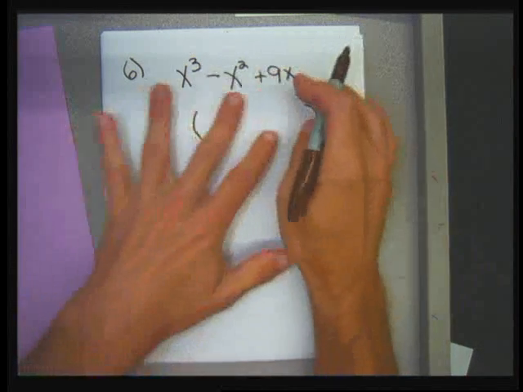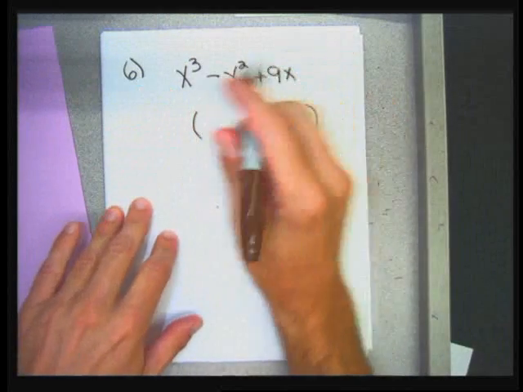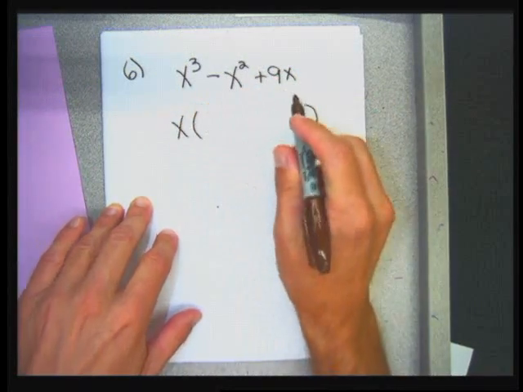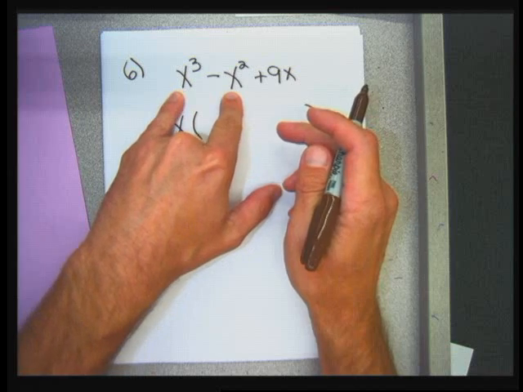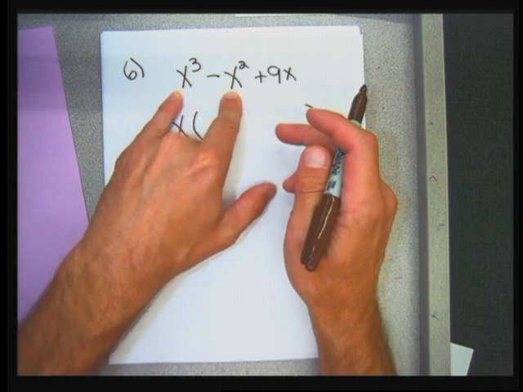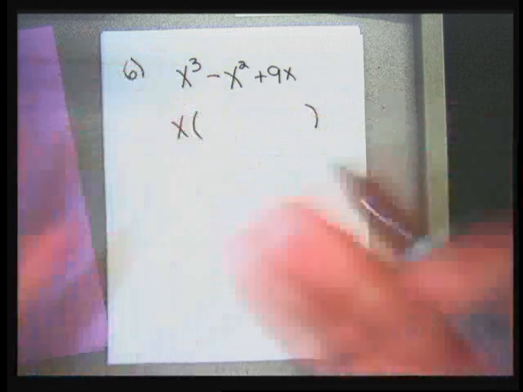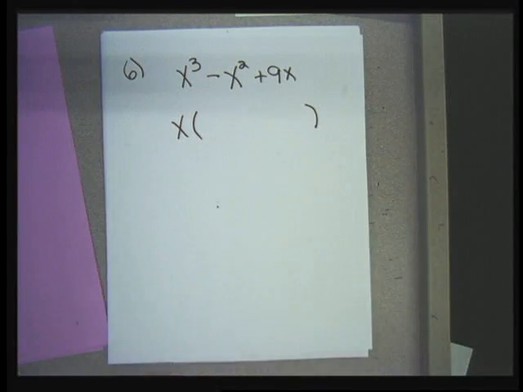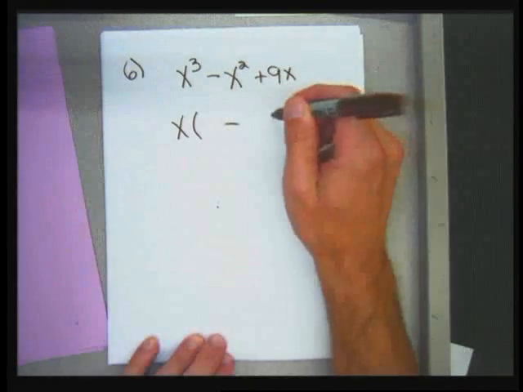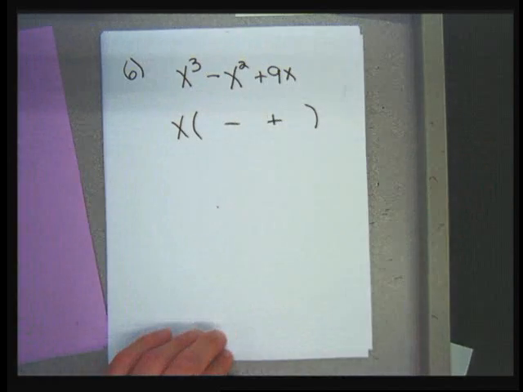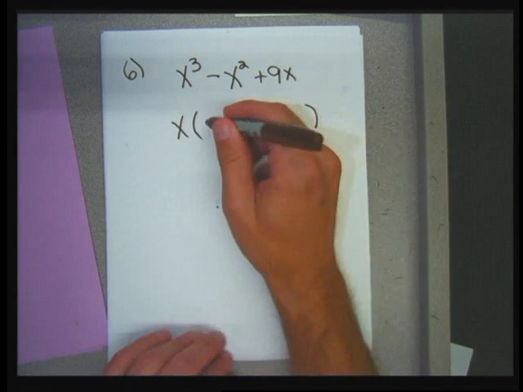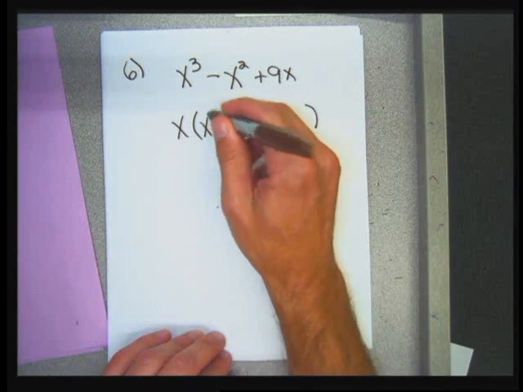X. Because each term has an X. I need to have an X in front of the parentheses. And I don't get a number because there aren't numbers in front of the x cubed and the x squared. There'd have to be numbers like 3 and 6 in order to get some sort of factor of 3 out. And then inside, I'm going to carry my signs down. And then what's the rest? X squared minus x plus 9.